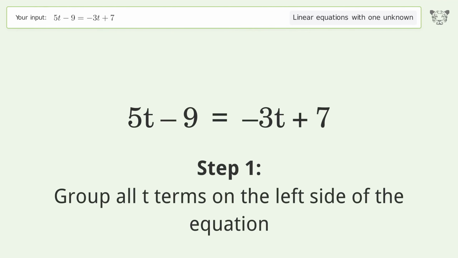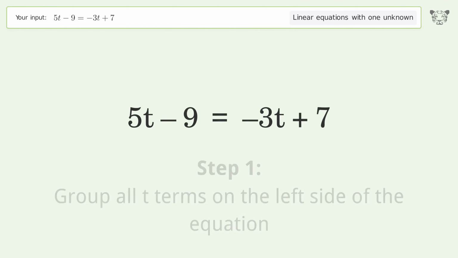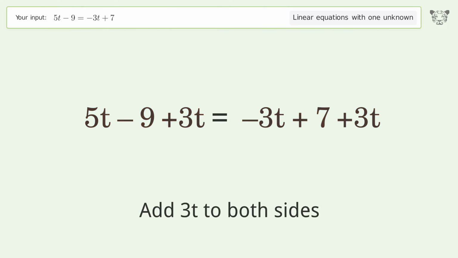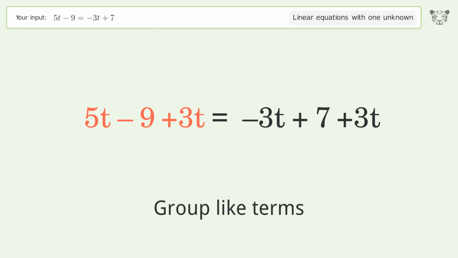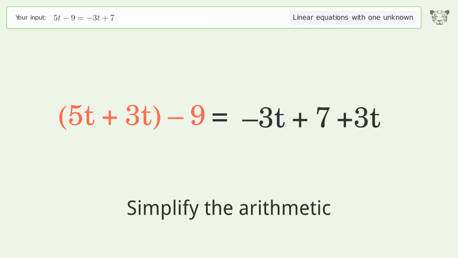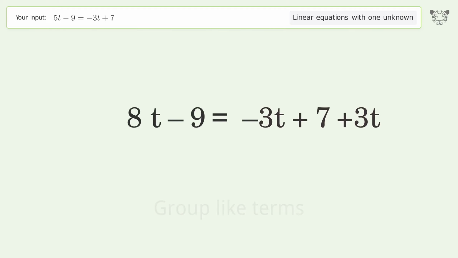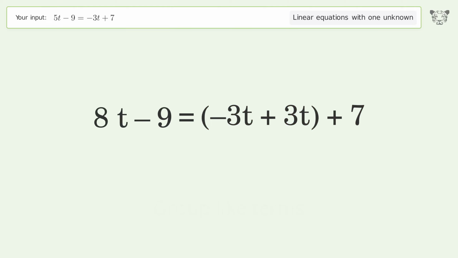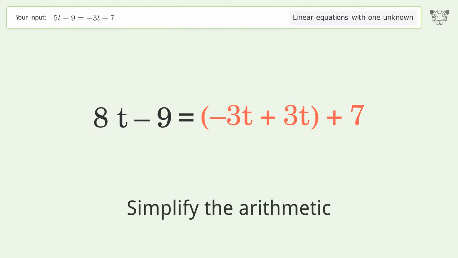Group all t terms on the left side of the equation. Add 3t to both sides. Group like terms. Simplify the arithmetic. Group like terms. Simplify the arithmetic.